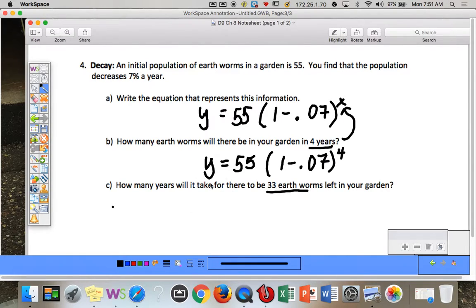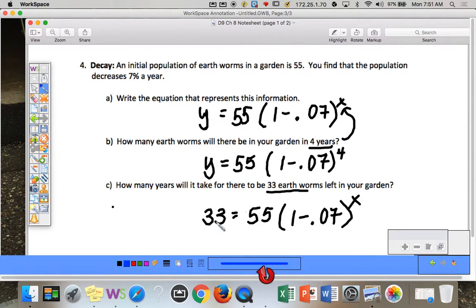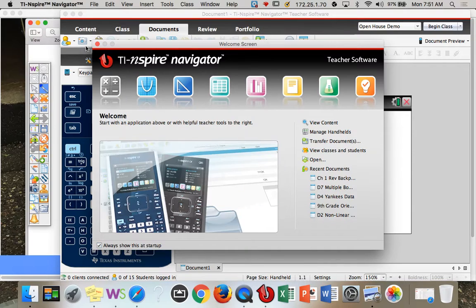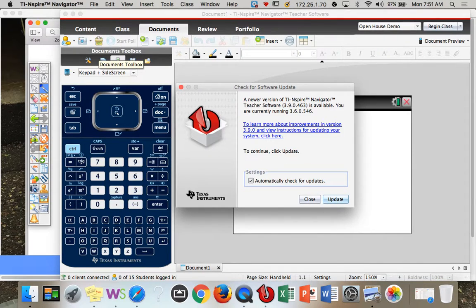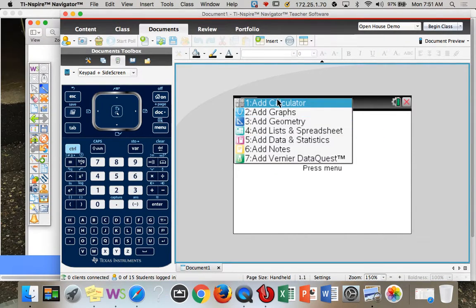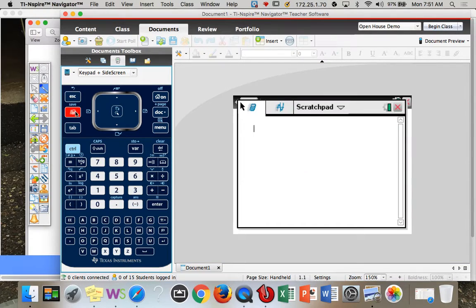So this time you have the number of earthworms. 33 equals 55 times 1 minus 0.07 to the x. So this will be guess and check. We want to figure out, all right, what does x have to be so that we get 33? All right, let's go back to B though and type in. Just do scratchpad here.